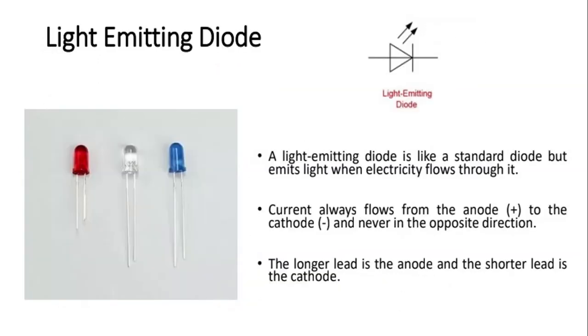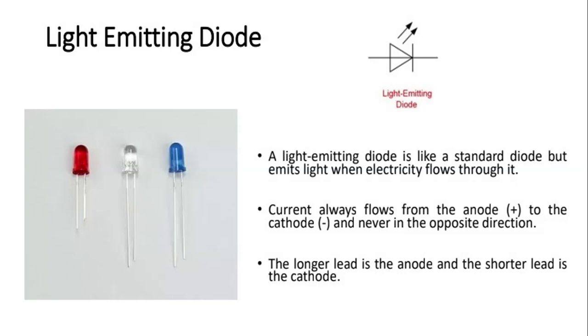The next most important component is a bulb, as we see here in the electronic circuit, or we can say a light emitting diode. What exactly is a light emitting diode? A light emitting diode is like a standard diode but emits light when electricity flows through it. When the supply is given to that particular light emitting diode, light will be emitted by the diode.